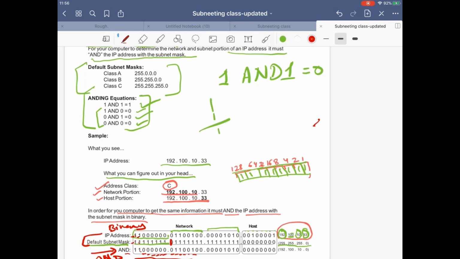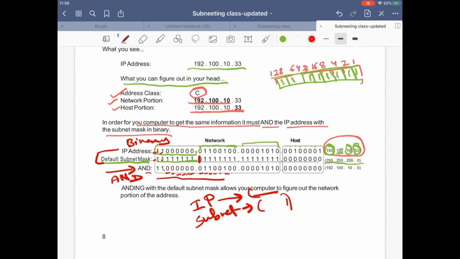So here the main thing is, if you have the IP address and the subnet mask, then if you do the AND operation, you will get the network ID, not the network portion. You will get the network ID.